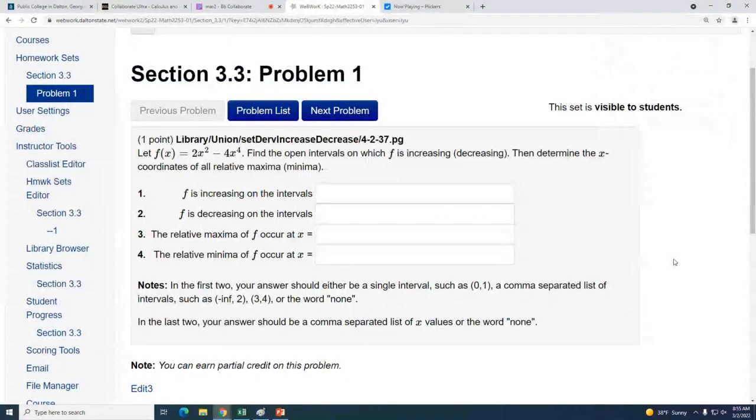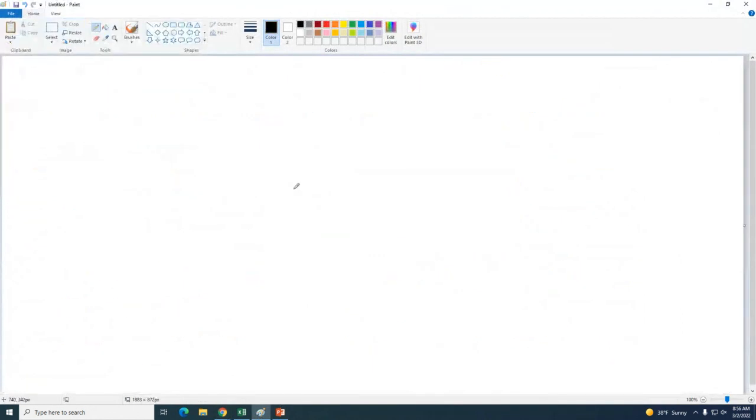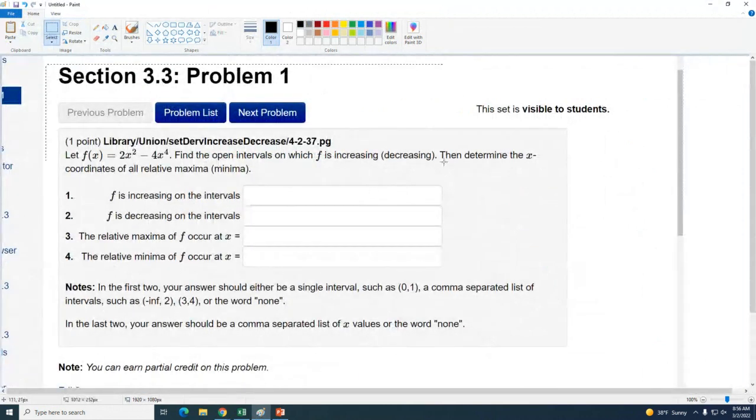Alright, so this is a homework assignment on WebWork, question number 1. So let's use this as another example. And then after that, we're going to do a practice question. Here's the assigned homework.